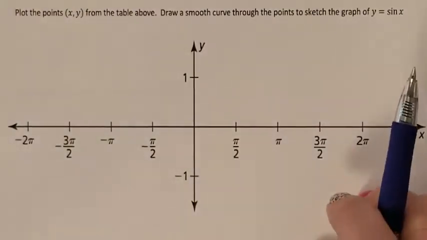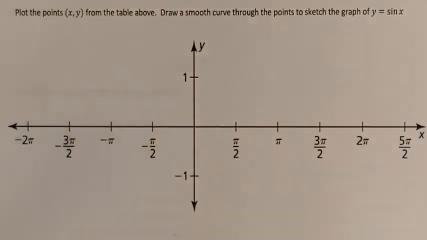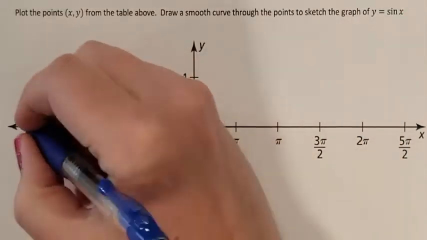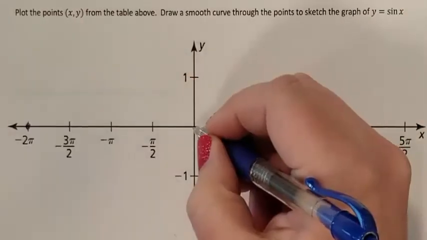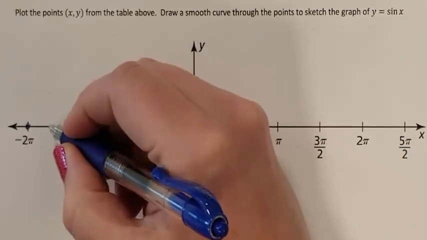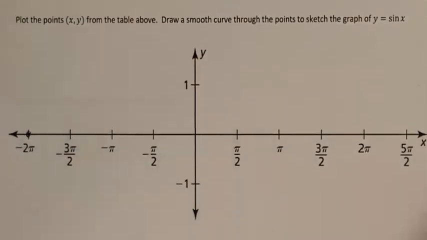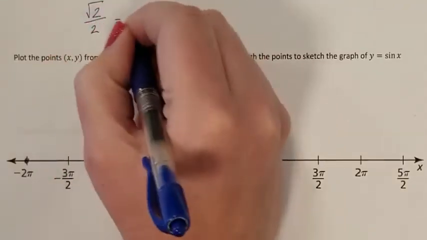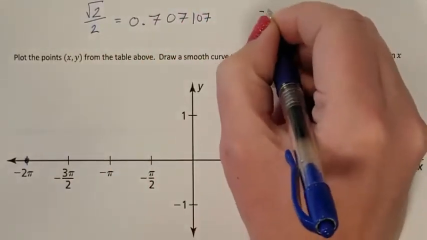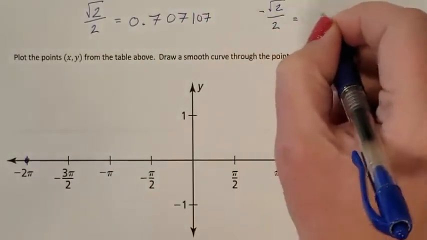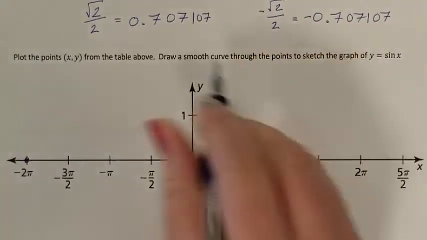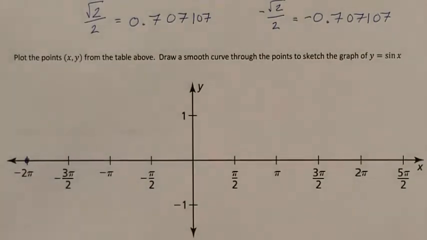Now let's go ahead and graph the points that we just found in the accompanying table. So our first point was the coordinate point negative 2 pi, 0. Our next point was negative 7 pi fourths, which is about here, and then it was positive root 2 over 2. Well, what is positive root 2 over 2? Positive root 2 over 2 is 0.707107, and the negative square root of 2 over 2 is going to be negative 0.707107. So we're going to use those to help us find our points.